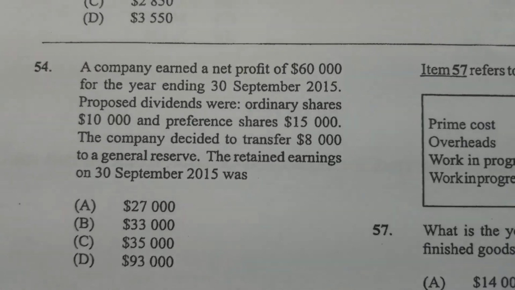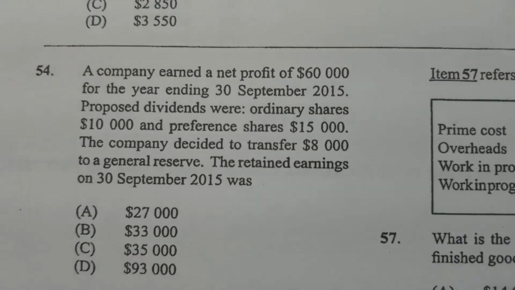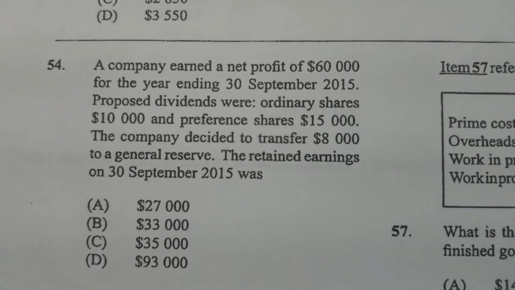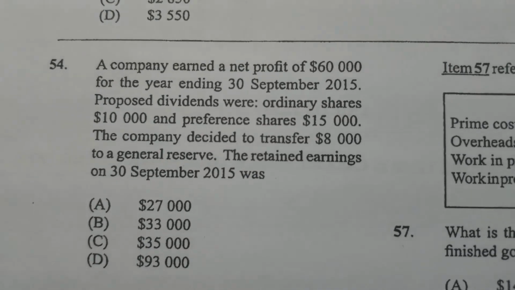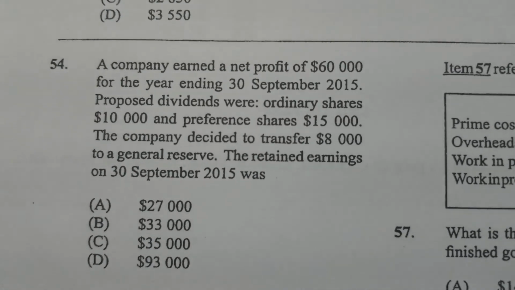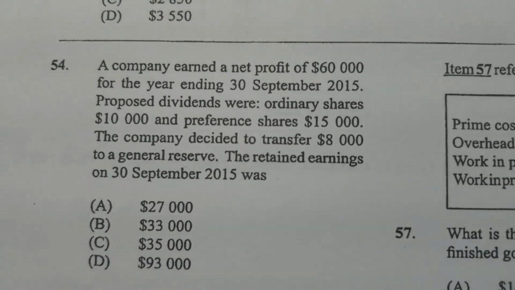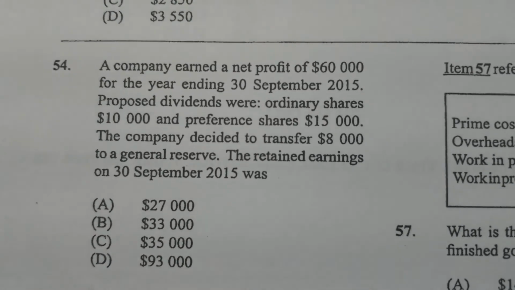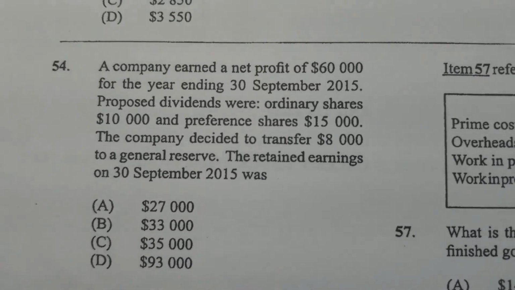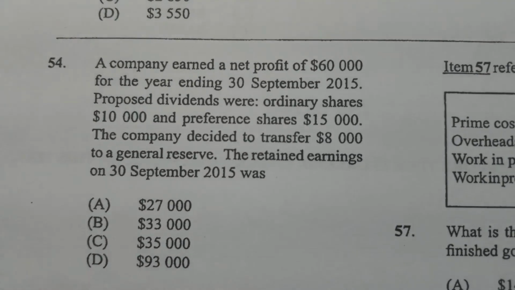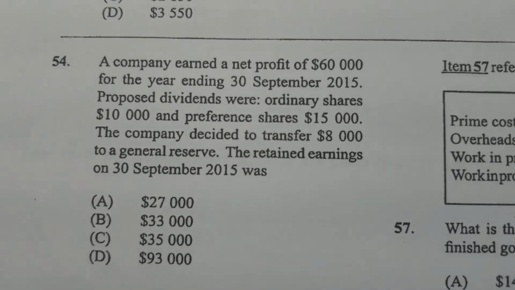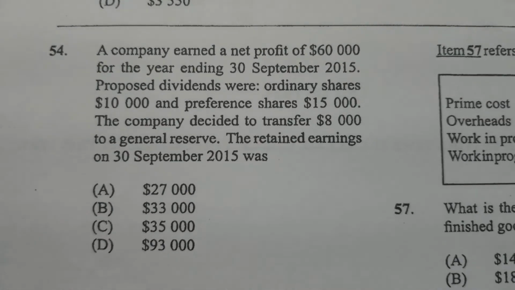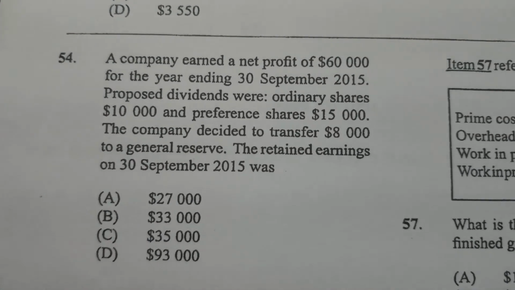Item 54 says that a company earned a net profit of $60,000 for the year ended 30th of September 2015. Proposed dividends were ordinary shareholders 10,000, preference share 15,000. The company decided to transfer $8,000 to a general reserve. The retained earnings on the 30th of September 2015 was, and let's find that out now. The answer would have been A, $27,000. How do we come to $27,000?